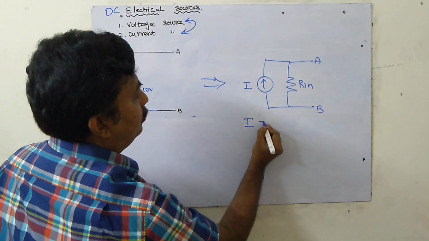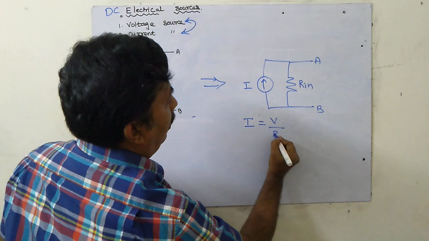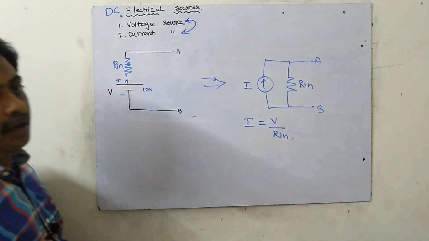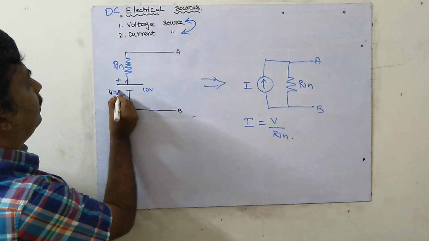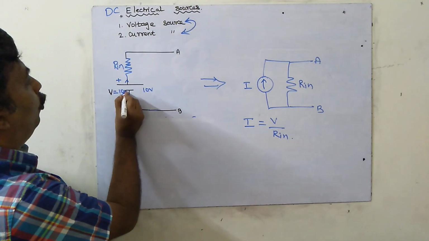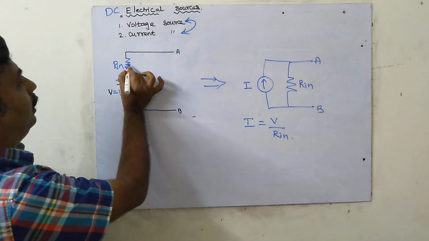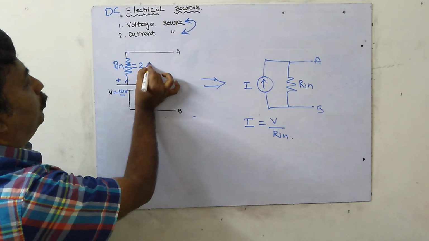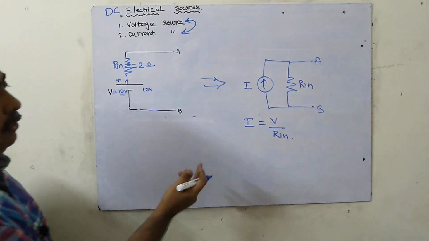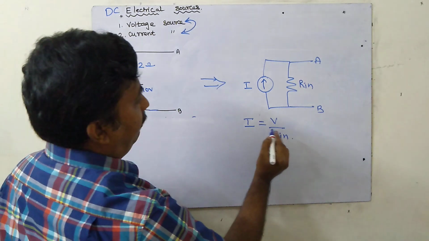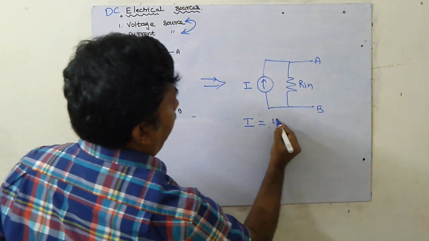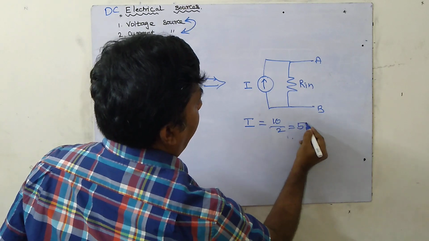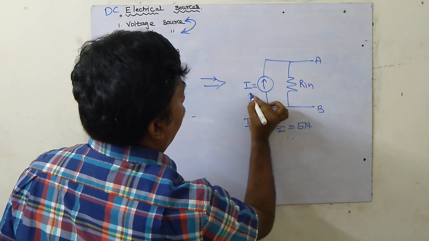I is equal to, just Ohm's law, V divided by R internal. Suppose this V is, let's take, 10 volt, and R internal is 2 ohms. So I want to convert. Automatically what will happen? The I value will be equal to 10 divided by 2, which is equal to 5 amps.